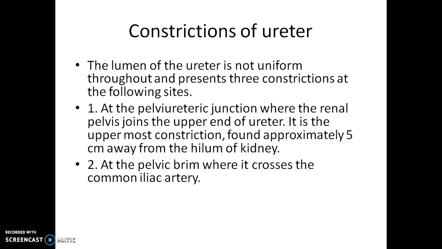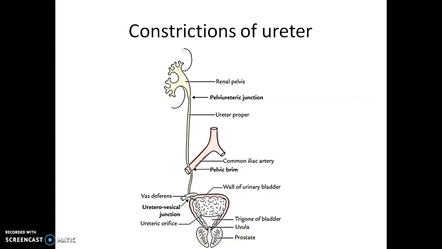Additional constrictions are noted by surgeons, but mainly these three constrictions are important. First, the pelvic ureteric constriction. Second, the constriction at the pelvic brim, or the bifurcation of the common iliac vessels into external and internal iliac vessels. The third is the vesico-ureteric constriction.